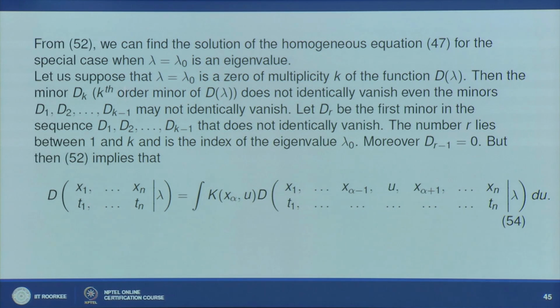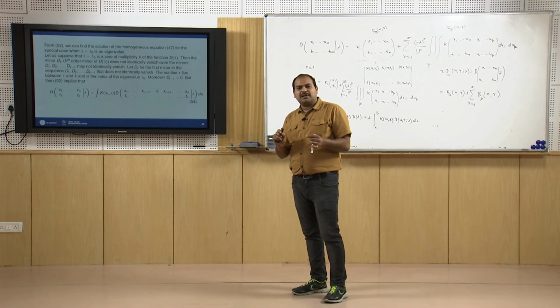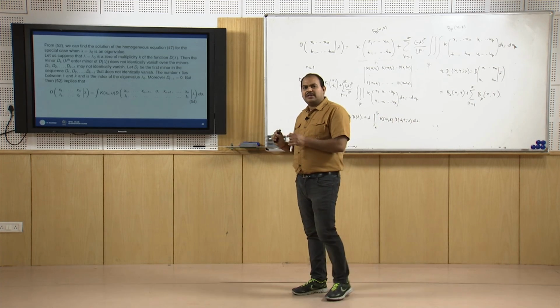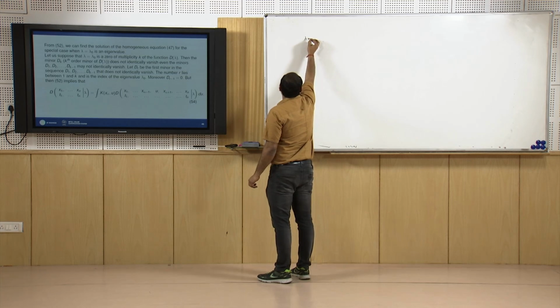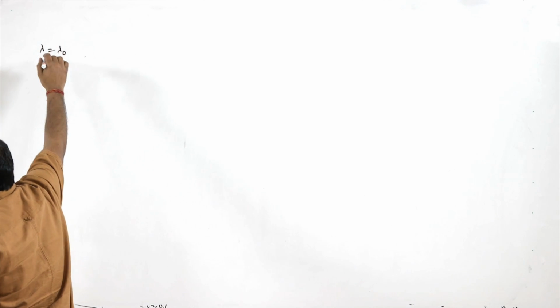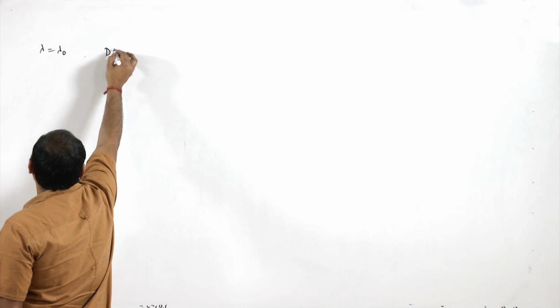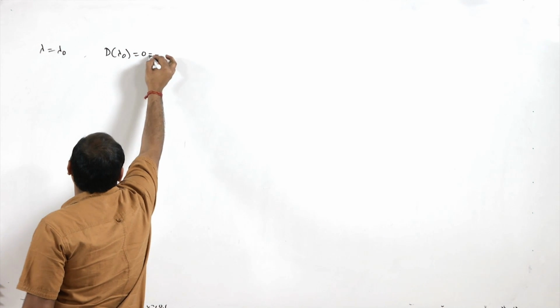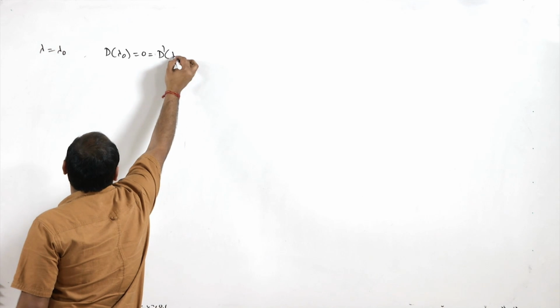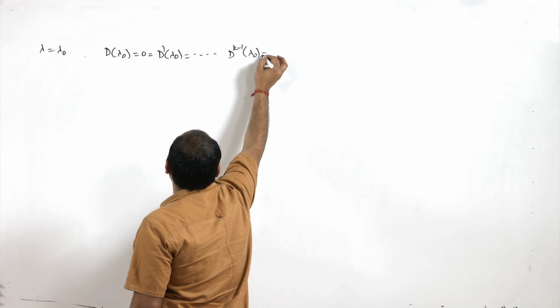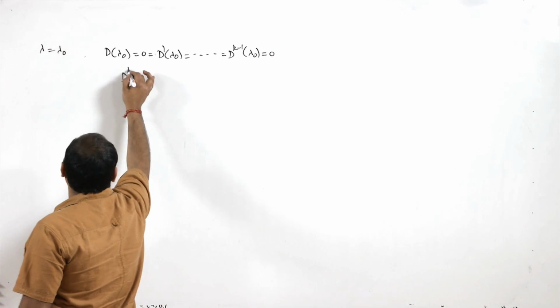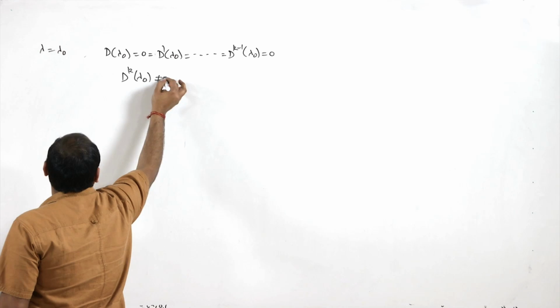So let us assume that lambda equal to lambda naught is a zero of multiplicity k of the function D(lambda). It means that D(lambda naught) is equal to 0, D dash (lambda naught) is equal to 0, and so on up to D to the power k minus 1 (lambda naught) is equal to 0, and D^k(lambda naught) is not equal to 0.